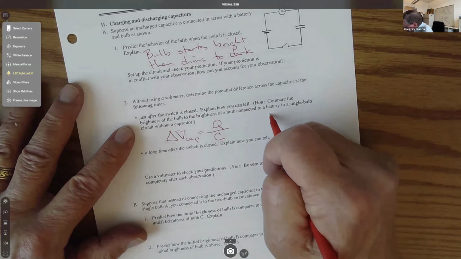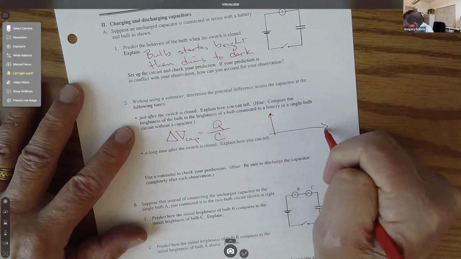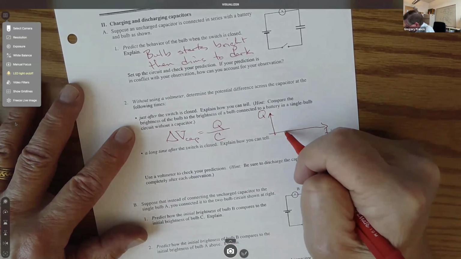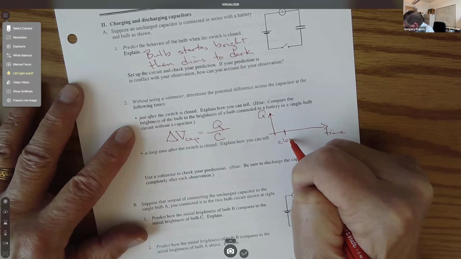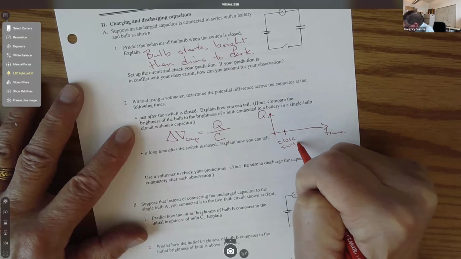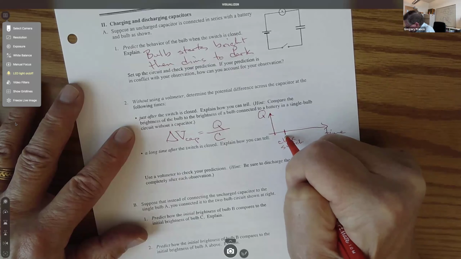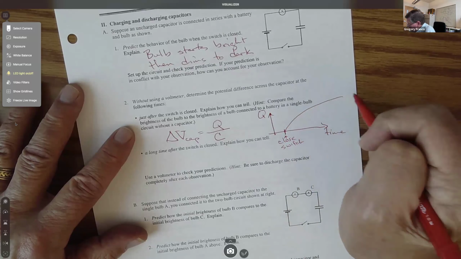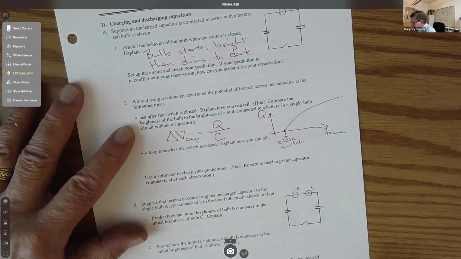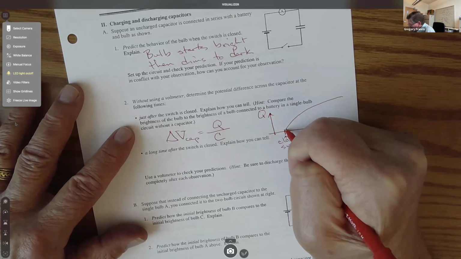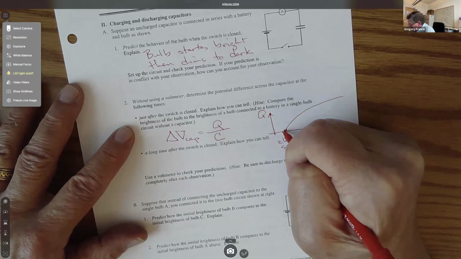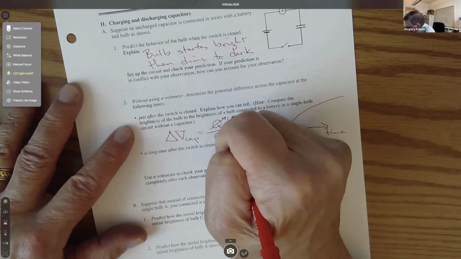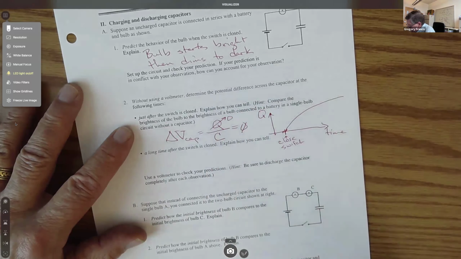It takes time to build up the charge on the capacitor. So when I close the switch, right at this time here, the charge is going to build up over time. But if I look right after I close the switch, it's got to be pretty much the same as right before I close the switch, which is 0. And so that means the voltage is going to be 0.